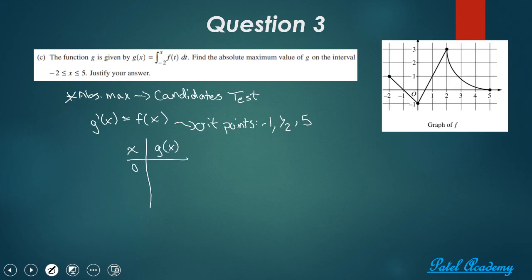So I need to test my endpoints and my critical points. So I see -2, -1, 1/2, and in this case, one of our critical points is an endpoint, so 5. Now, working out the numbers over here, if we take the integral from -2 to -2, we get 0. From -2 to -1, I see a triangle. I have height 1, base 1, so it's 1 times 1 divided by 2, which is 1/2.